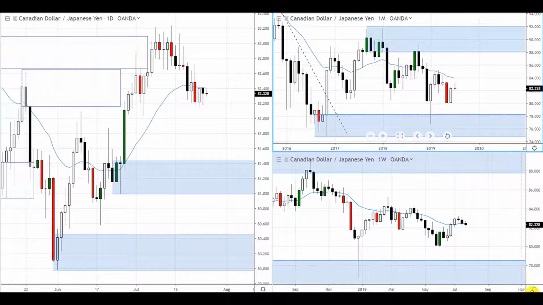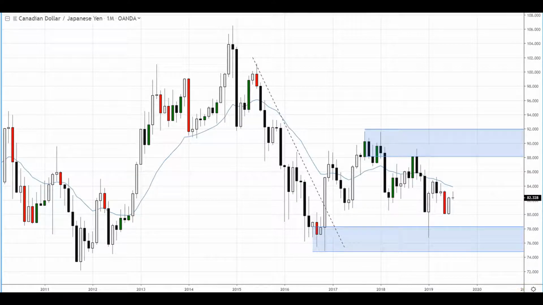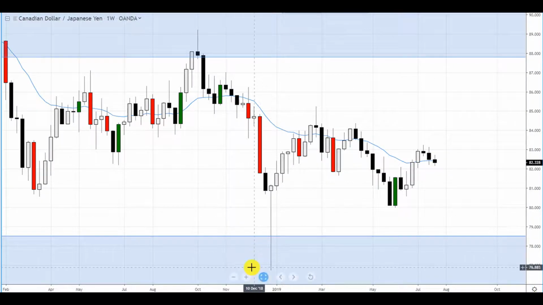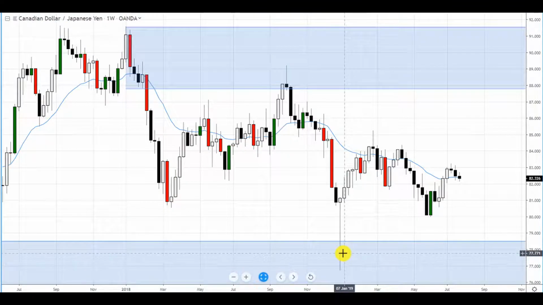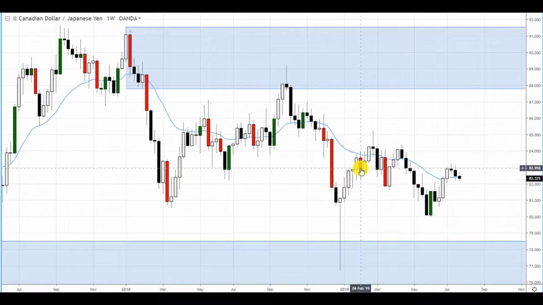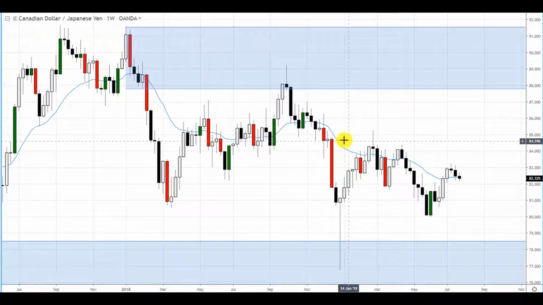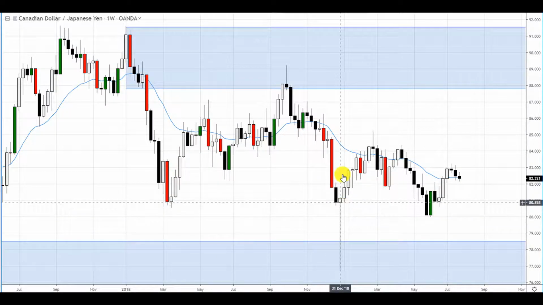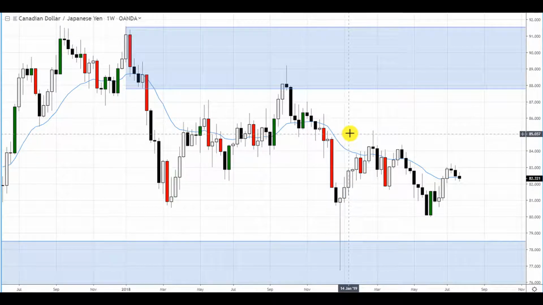On the weekly, we have price. This is the area where the demand was in control and then it rallied, and then we can see that these are pretty strong impulses. This red candle and these red candles, this is pretty strong.